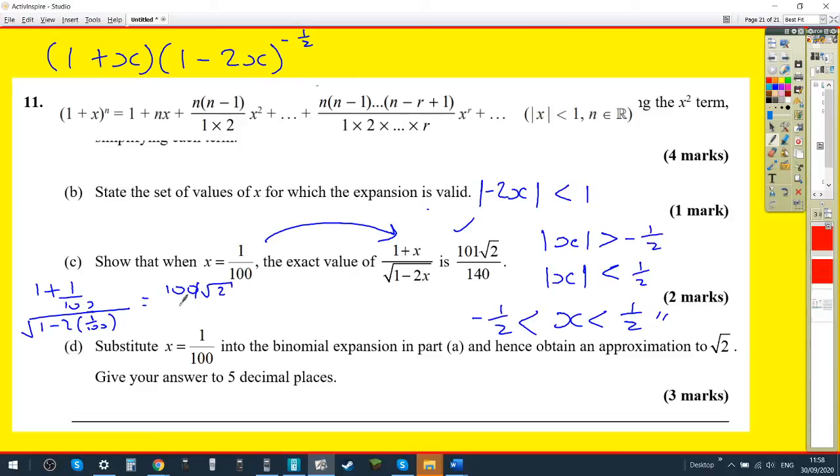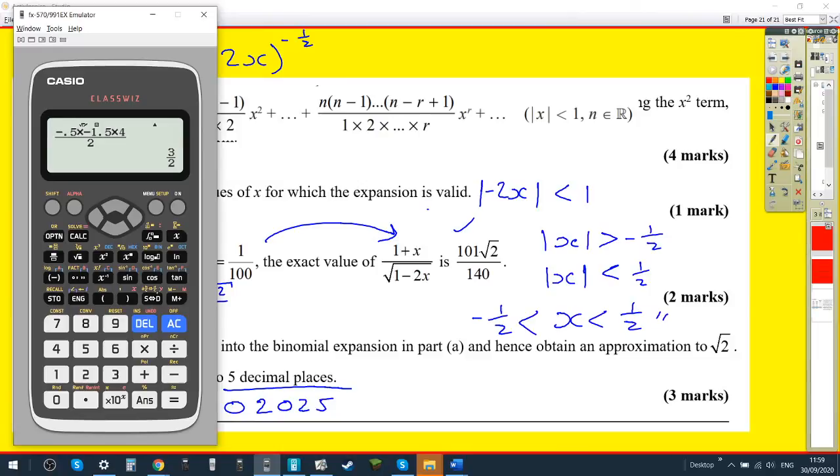Yep. And part D. So am I just subbing now? Am I subbing in 1/100 into my expansion? Correct. And so that'll be, and it says it wants you to find hence approximation to root 2. So give your answer to 5. Am I just giving my answer that I just got to 5 decimal places? Yep. 1.02025.